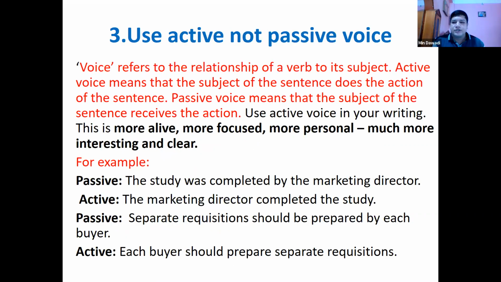I think in the last class also I told you about the use of voice in our business writing. I told you that in business writing, as much as possible, we have to use active voice. You may have a question in your mind: why do we have to use active voice? Actually, the use of active voice makes our writing more alive, more focused, more personal, interesting, clear, and economic as well.